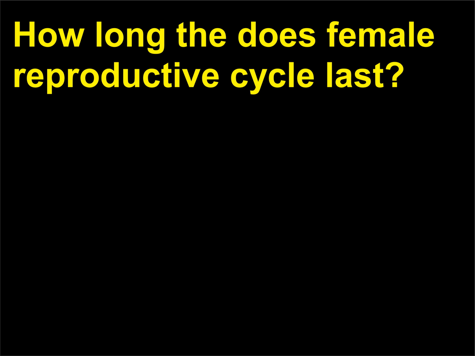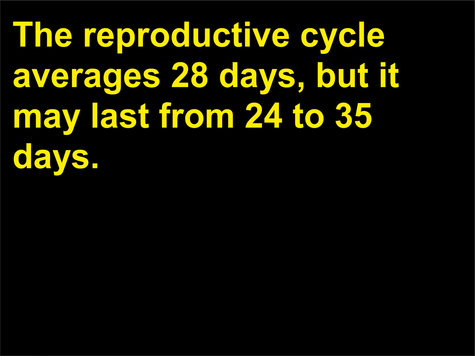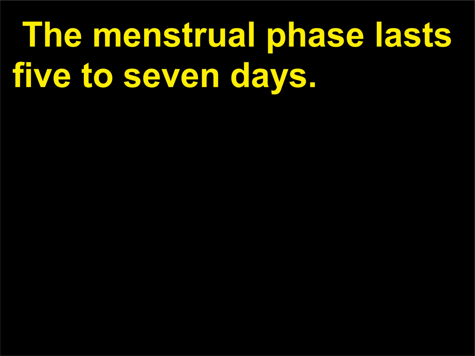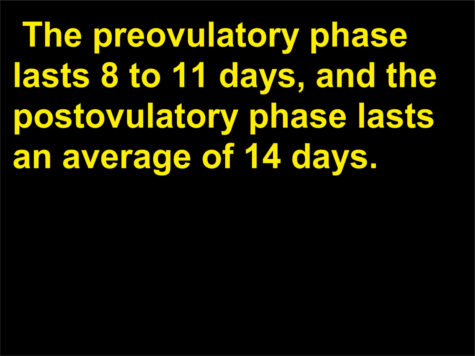How long does the female reproductive cycle last? The reproductive cycle averages 28 days, but it may last from 24 to 35 days. A cycle of 20 to 45 days is still considered within the range of normalcy. The menstrual phase lasts 5 to 7 days. The preovulatory phase lasts 8 to 11 days, and the postovulatory phase lasts an average of 14 days.